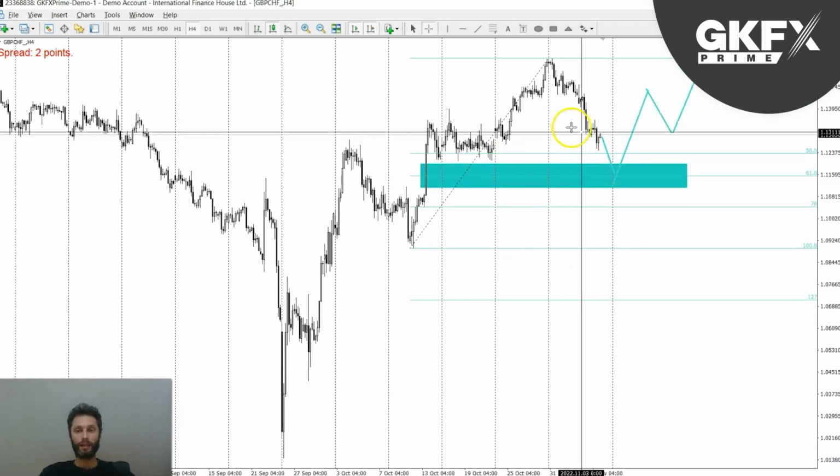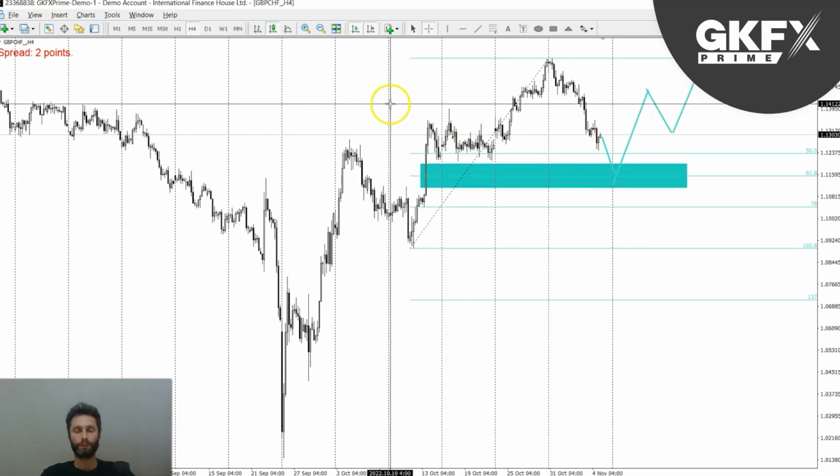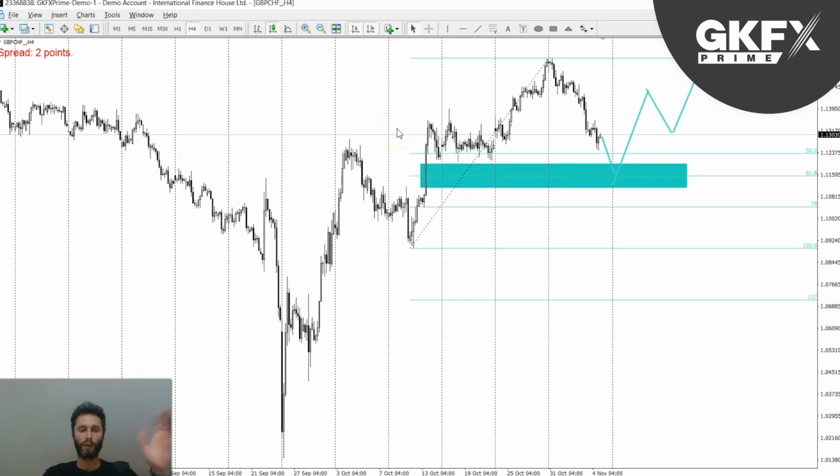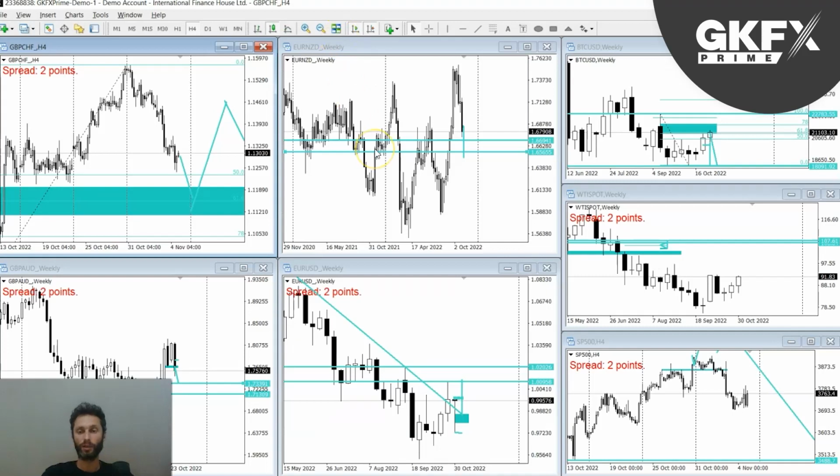So that is the idea on the Swiss here, Pound Swiss. So we have both pound news and Swiss news, so that can create a little bit of volatility. Let's see how it pans out with the news.